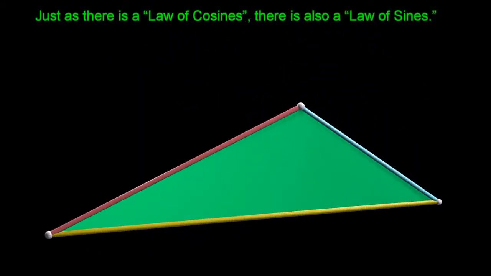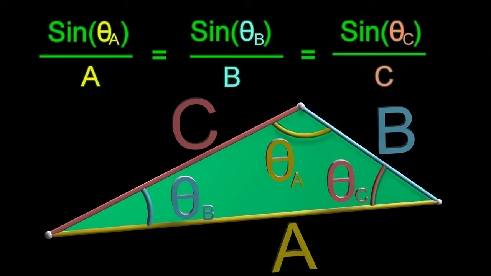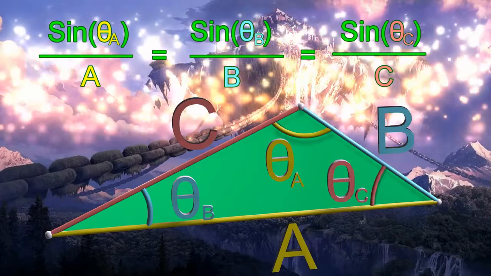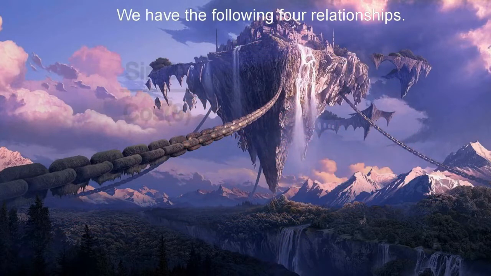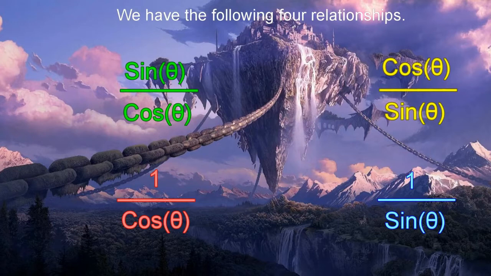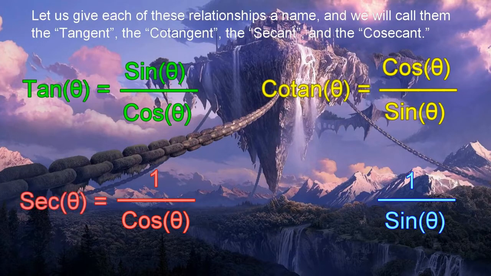Just as there is a law of cosines, there is also a law of sines. The law of sines is also always true for all triangles. We have the following four relationships. Let us give each of these relationships a name, and we will call them the tangent, the cotangent, the secant, and the cosecant.